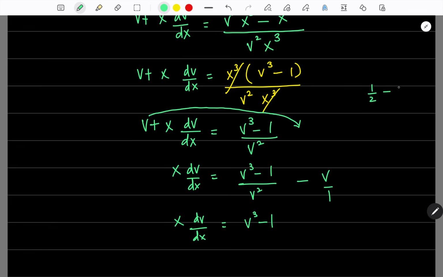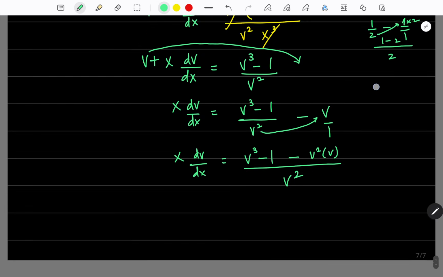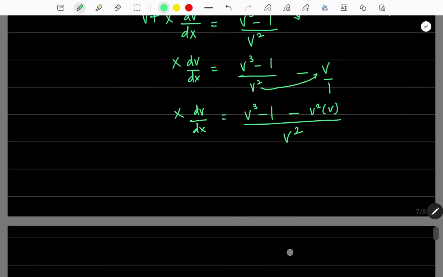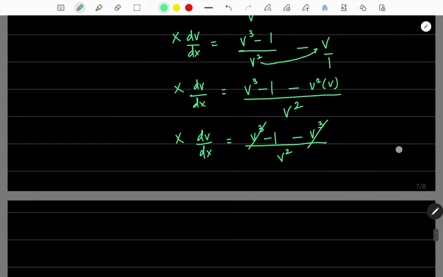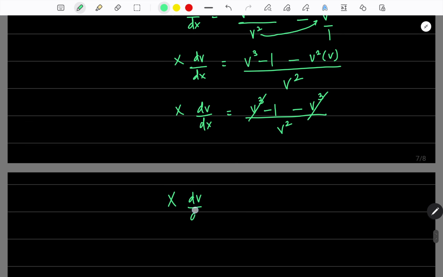Suppose you have 1 by 2 minus 1. So what will you take? You will take v squared as common. This is 1, so you multiply this by v squared, right? So the same idea, 1 minus 2. You multiply this v squared times v divided by v squared. So this equals x dv by dx, which is equal to v cube minus 1 minus v cube divided by v squared. So what happens to v cube? It gets cancelled, right? So now we have x dv by dx is equal to minus 1 divided by v squared.